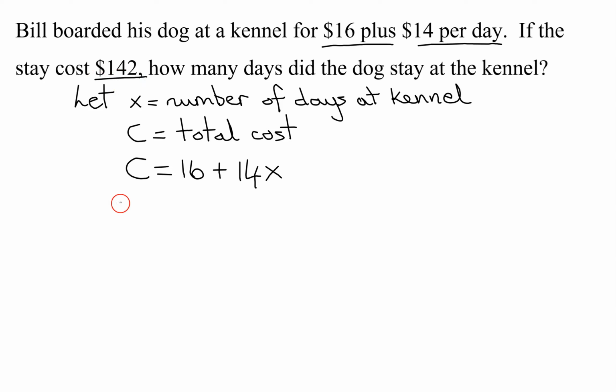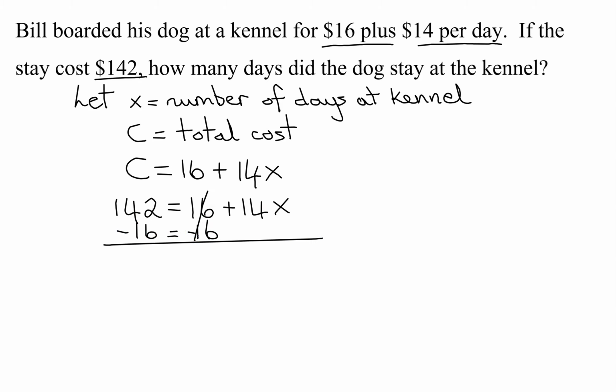And in this case, the total cost was 142. So C is 142, and that equals 16 plus 14x. What type of equation is it? Degree 1, linear equation. x is on one side, numbers on the other. So since I only have one x term, I'm going to leave it where it is, and I'm just going to subtract 16 from both sides.